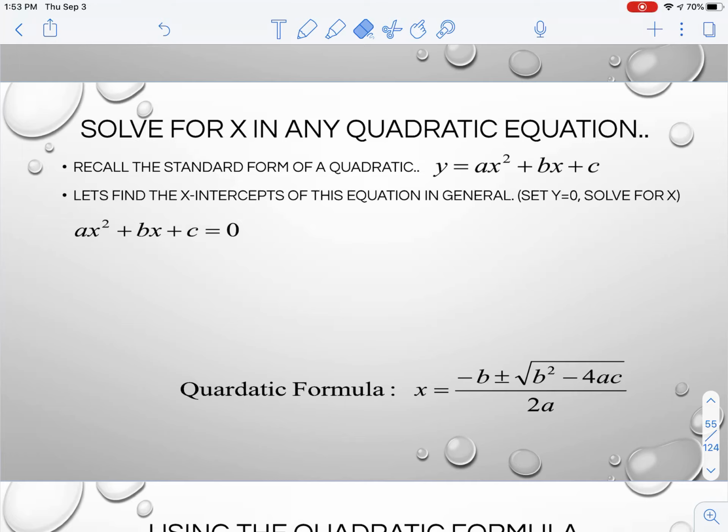We are going to start lesson 4.7, solving using the quadratic equation.